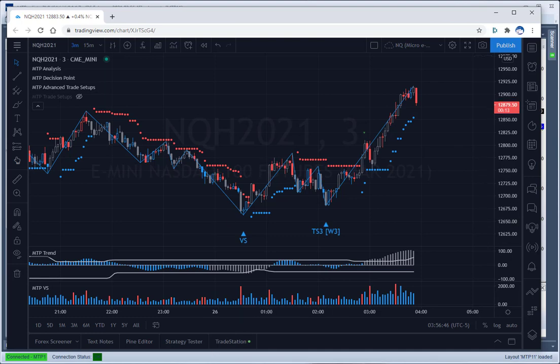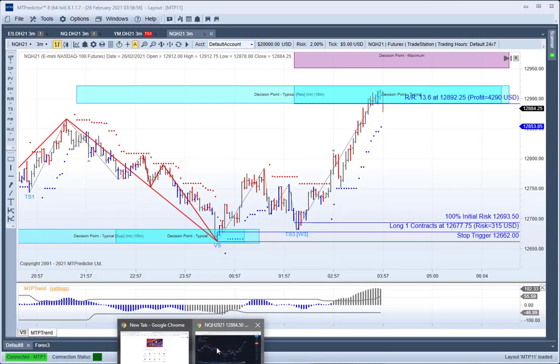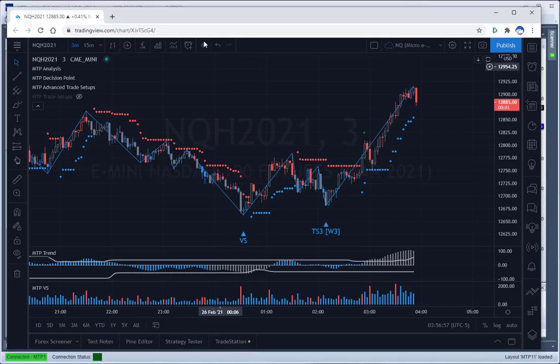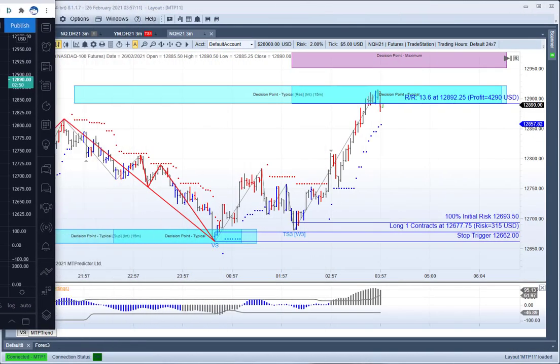So it's exactly the same as you can see in our standalone version, and exactly the same as in our NinjaTrader add-ons as well. So if you're using the NinjaTrader add-ons, or our TradingView add-ons, or our standalone version, you'll get exactly the same kind of setups. There you go, exactly the same in TradingView. Right, I'll just take that back onto my other screen.